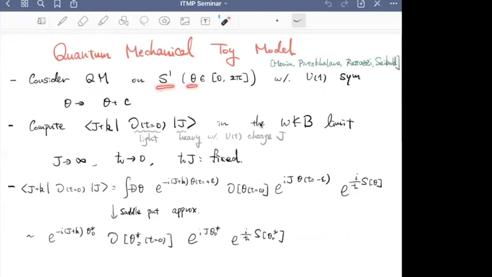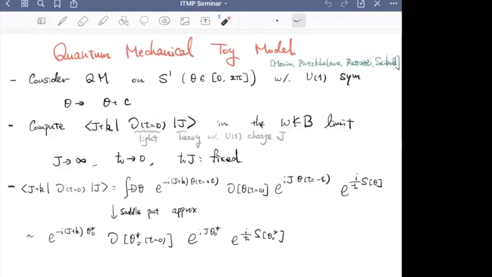So this theta varies from 0 to 2 pi. And we further assume that there is a U(1) symmetry of shifting theta by a constant. In this quantum mechanical toy model, theta is the variable, and I want to compute the overlap between some heavy state with charge J and J plus k and some light operator in the semi-classical limit in which J is infinite, hbar is 0, but hbar J is fixed.